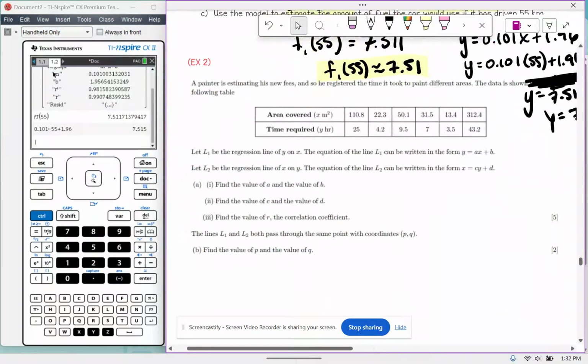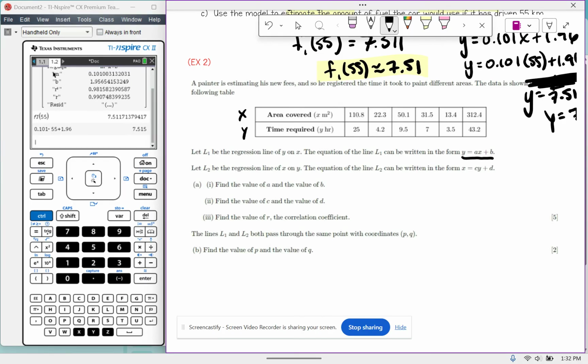Okay. Question 2. Okay, this is what I've been kind of warning you about with all the stuff. Here we go. A painter is estimating his new fees, and so he registered the time it took to paint different areas. The data is shown in the following table. All right, so we got our X, we got our Y. Let L1 be the regression line of Y on X. The equation of the line L1 can be written in the form Y equals AX plus B.